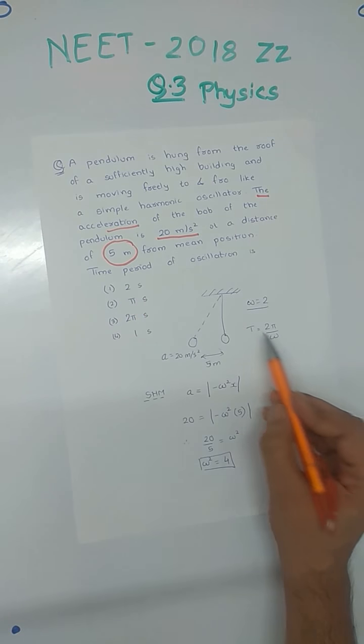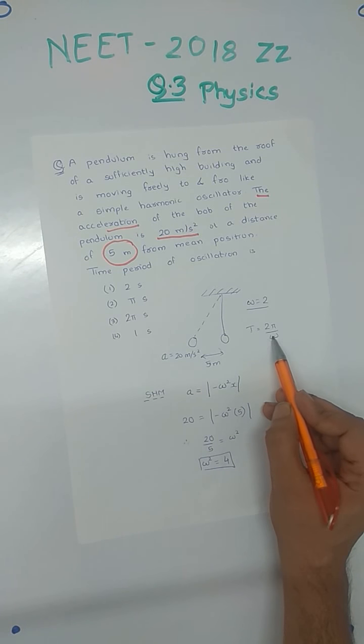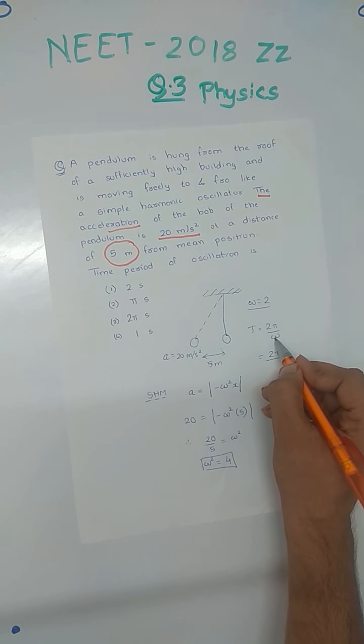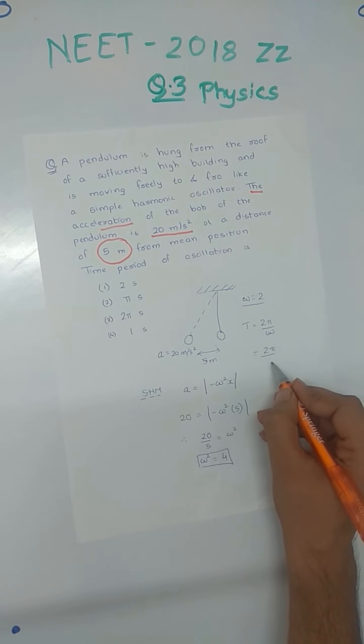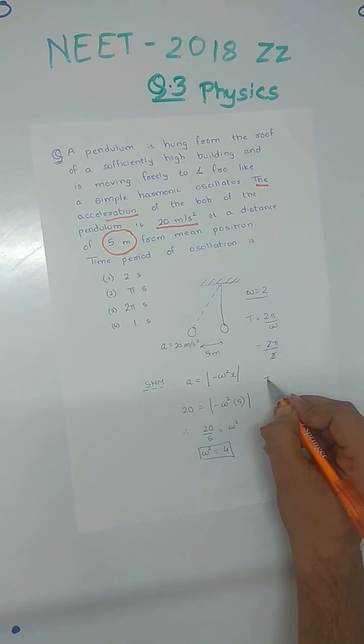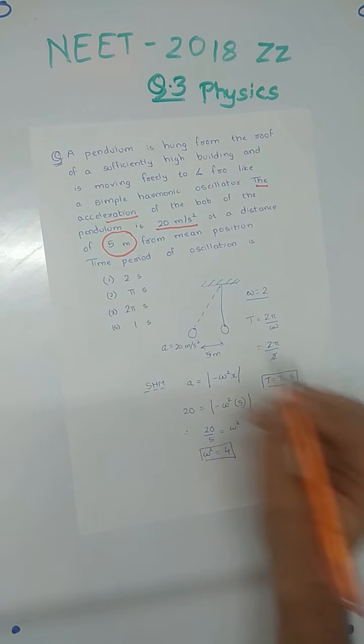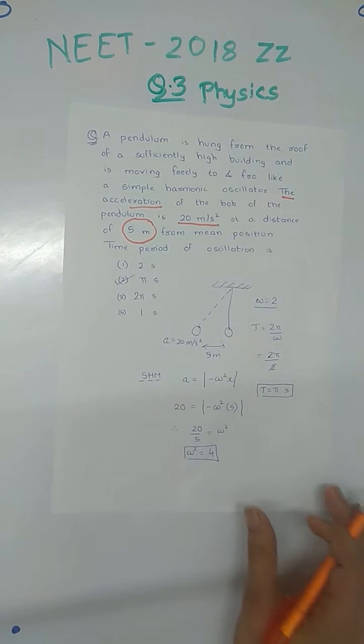See, they have asked time period. So time period of oscillation is given by T is equal to 2 pi by omega. That is 2 pi upon, what's your omega value? The omega value we have got is 2. So 2 cancel. So time period is nothing but pi seconds. So the actual answer is the second option.